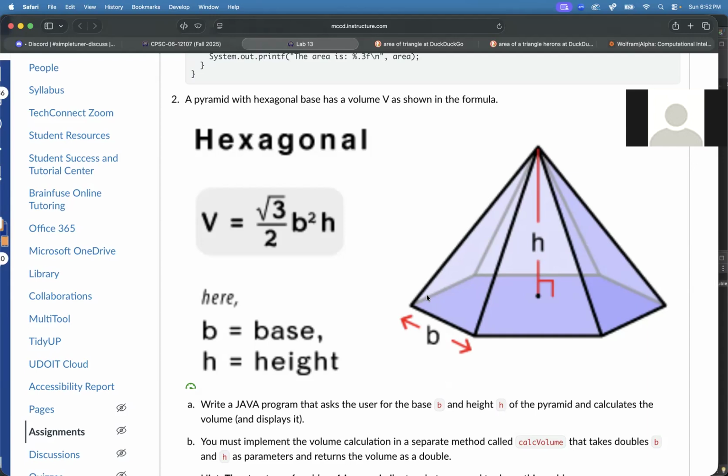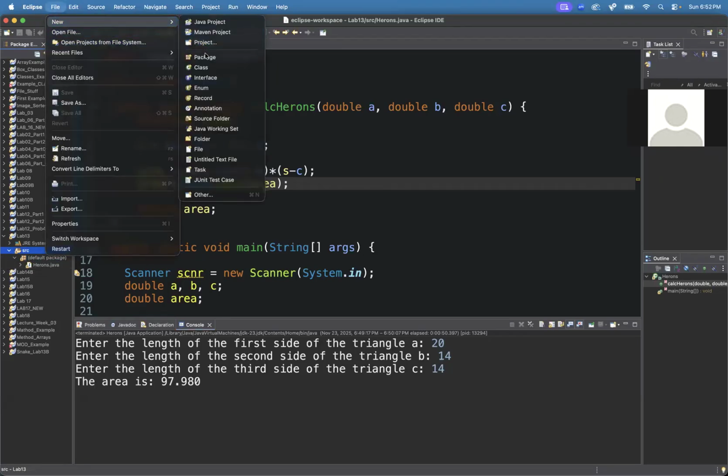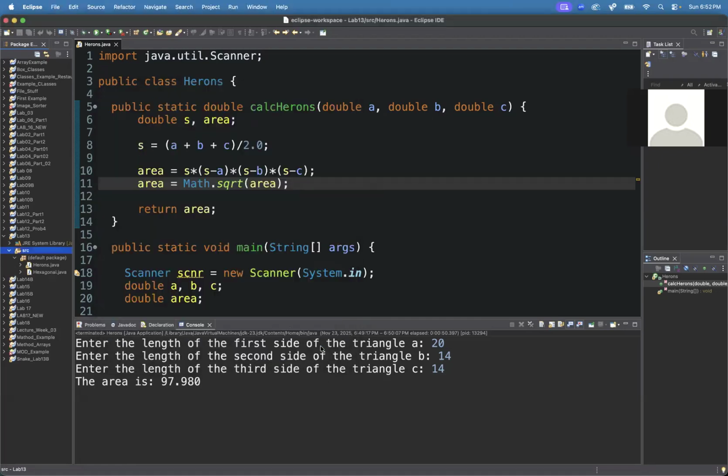So what I would recommend that we do for this is that we create a new class. We could do it in the same project, or we can make a new project. So maybe new class, and I'll call this just hexagonal. Okay, sure. So I called it hexagonal.